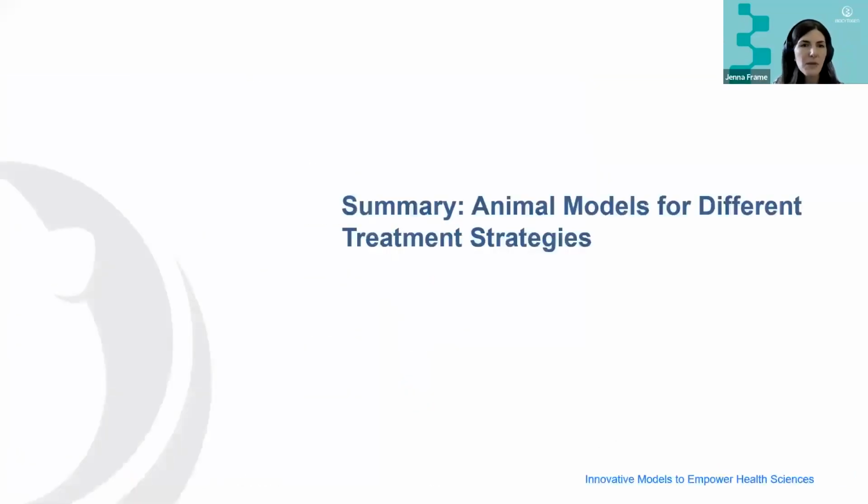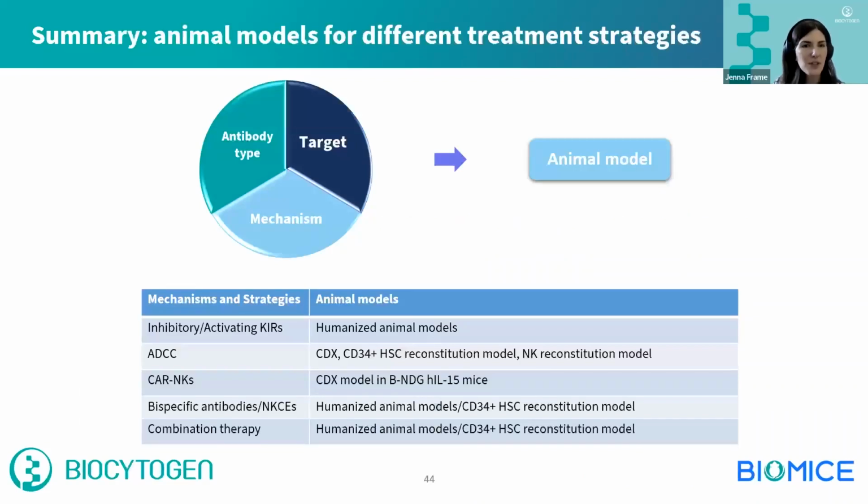So before we move on to the Q&A session, I'll first provide a brief summary of the models that we've covered today. So as I mentioned, there are several different types of preclinical animal models to support assessment of novel human NK targeting therapies. And while each one has advantages that depend on your target, type of antibody therapeutic, and mechanism, we've provided some guidelines in this chart, and we are really always happy to discuss experimental details with you as you plan your studies.